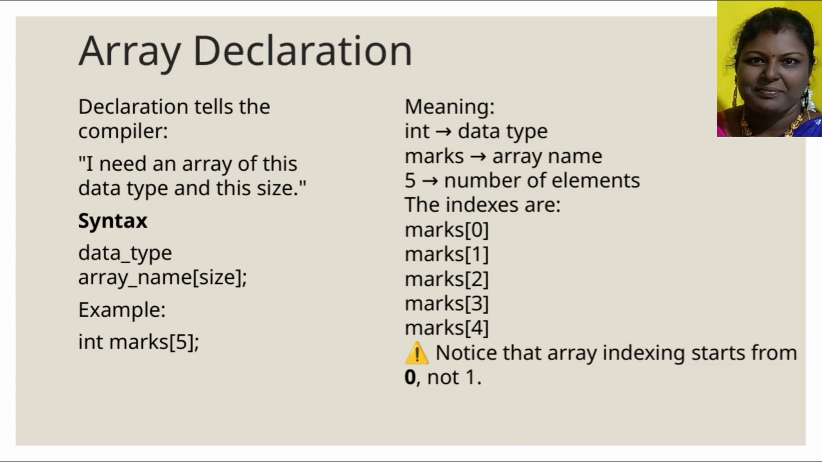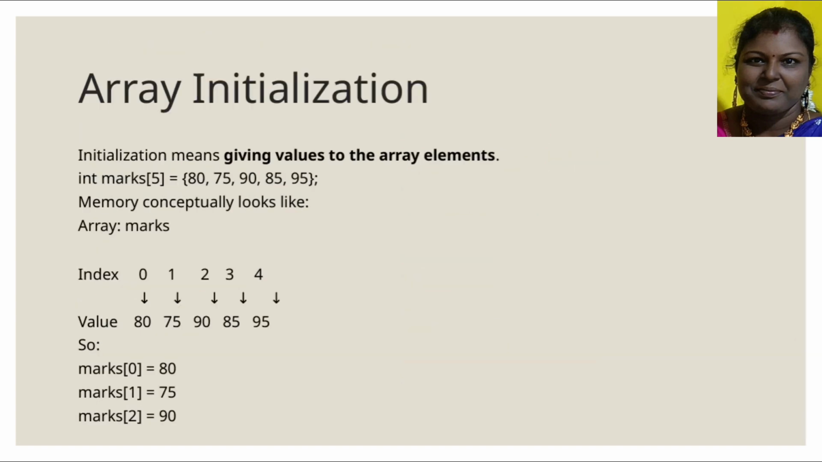Let's talk about initialization. That's when we assign values to each element in an array. Here, we have an array called marks with 5 elements. Each position or index holds a specific value. For example, marks at index 0 is 80, index 1 is 75, and so on. This setup lets us organize data in a neat, ordered way. Initialization is the first step to working with arrays, giving each slot a clear, defined value right from the start.